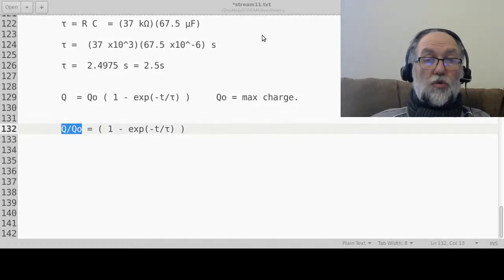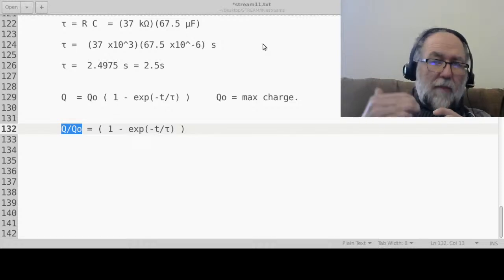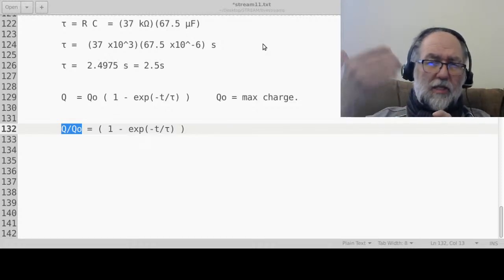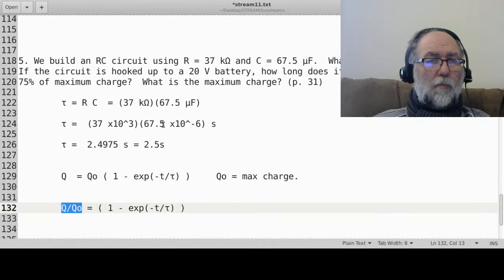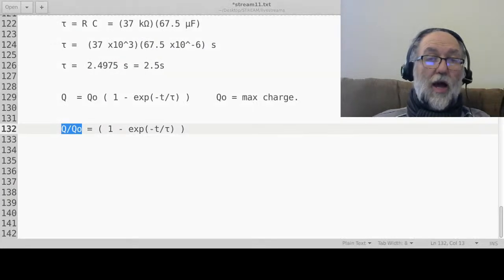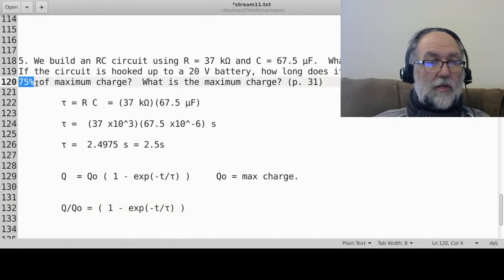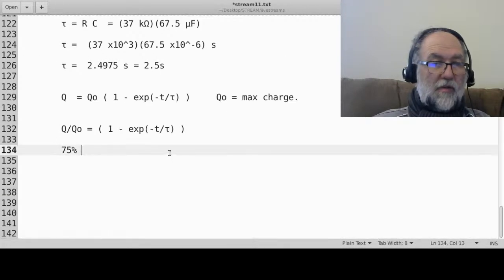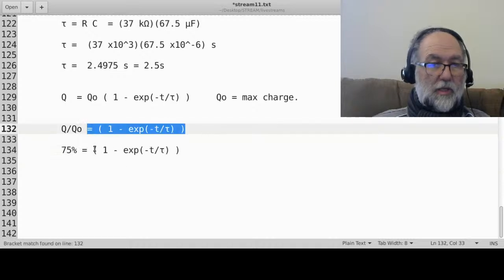That ratio, Q to Q naught, can't go over 100%. That's totally charged. It starts at 0% uncharged, and it builds up: 10% charge, 20% max, 30% max, 40% max, and so on. And when it gets to 100%, it just stops. And what did I say? We want to know how long it takes to reach 75%. So this Q over Q naught must equal 75%. So we could just put 75% in there. 75% is equal to the rest of this.